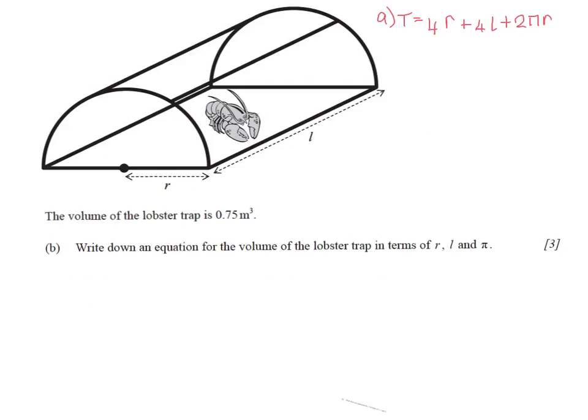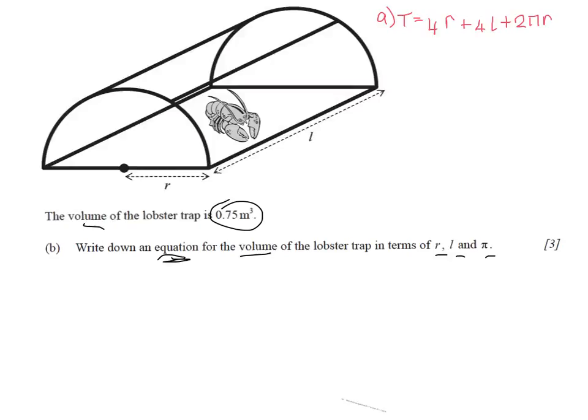Okay, so now we're being asked for the volume of our lobster trap. They're actually telling us the volume of the lobster trap is 0.75 meters cubed, and they're asking for an equation in terms of R, L, and pi. So again, it means that R, L, and pi will be in our answer, and that's totally okay.